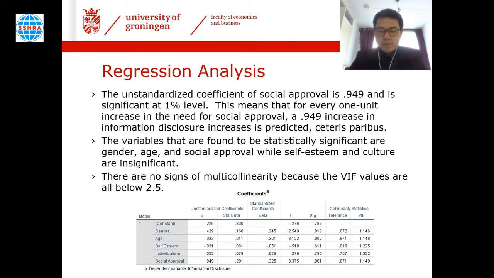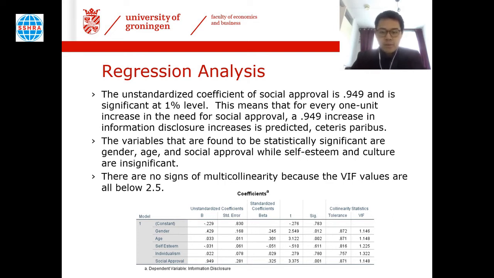For the regression analysis, the unstandardized coefficient of social approval is found to be 0.949, and it is significant at the 1% level. This means that for every 1 unit increase in the need for social approval, there is also a 0.949 increase in information disclosure, with all other things being equal. The variables that are found to be statistically significant are gender, age, and social approval, while self-esteem and culture are insignificant.